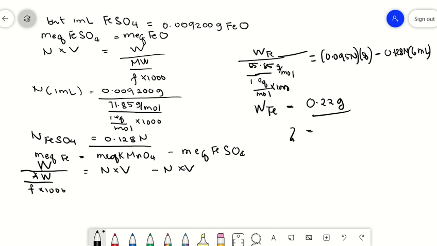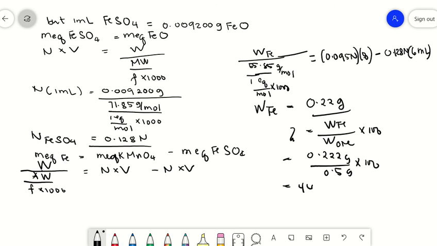The percentage would be the weight of iron divided by the weight of the ore or sample times 100. So that would be equal to 0.222 grams divided by 0.5 grams times 100. You have now a percent of 44.48%. That is the percentage of iron in limonite.